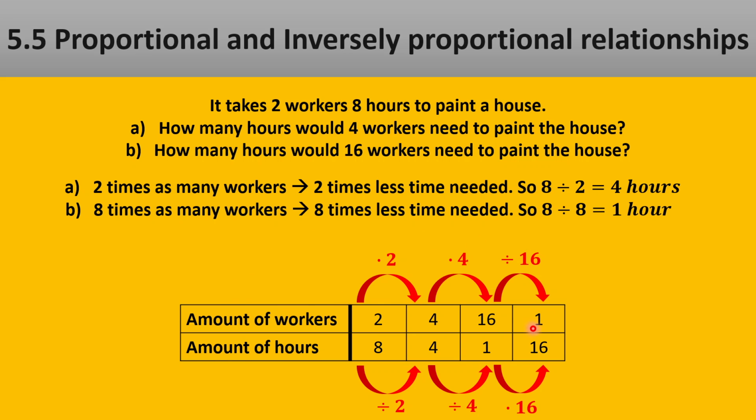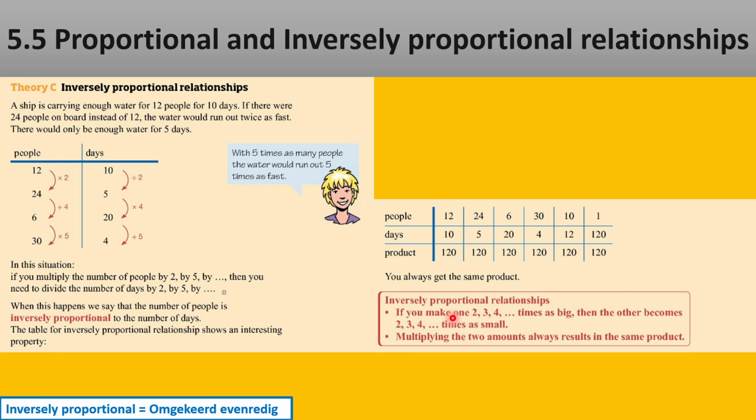And if I make a table of this, it looks a bit the same as a ratio table, but normally in a ratio table, if I do times 2, I do times 2 as well, and that's not the case here, right? So this is not a ratio table. Times 2 means now divided by 2. Times 4 means divided by 4. And if I do divided by 16 right here, I do times 16 on the other side. And this is what we call an inversely proportional relationship, or in Dutch, omgekeerd evenredig. Proportional was evenredig, inversely proportional is omgekeerd evenredig.